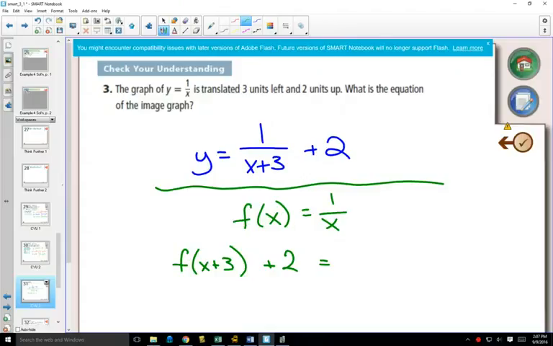Well, in function notation, what has happened? Where the x was now gets replaced with x plus 3. And I have a plus 2 at the end. So that's how you can use your function notation if you'd like to show it. If you can go to it directly like we did in the blue, that's great.